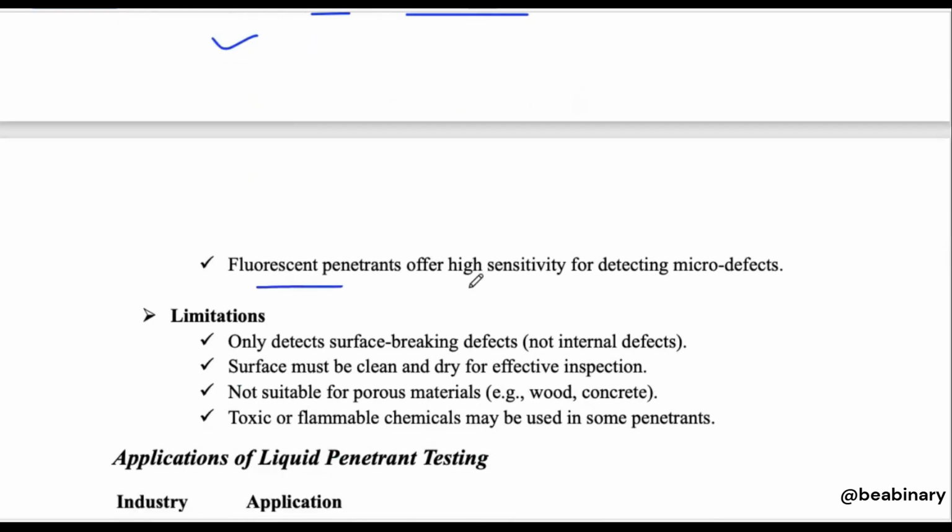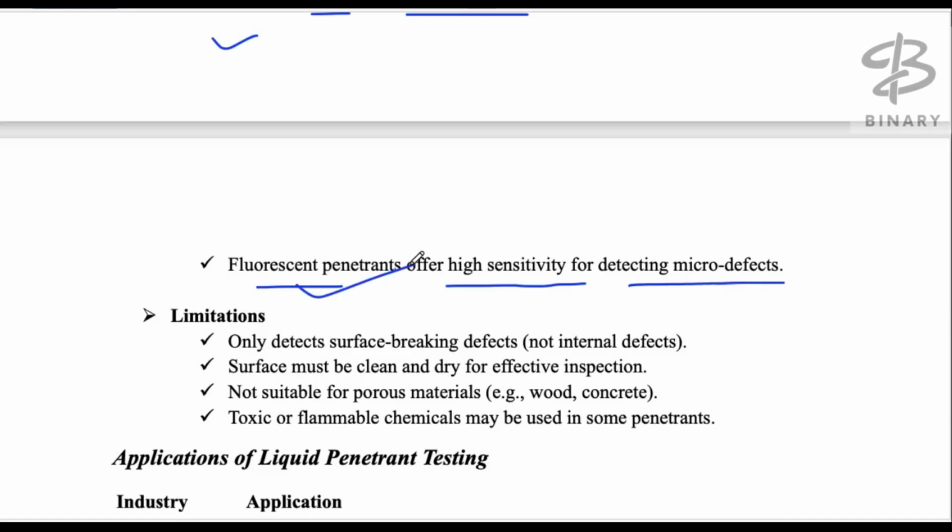Fluorescent penetrants offer high sensitivity for detecting micro defects. So for micro level defects, we have the option of fluorescent penetrants.